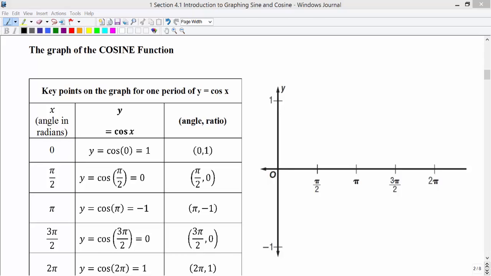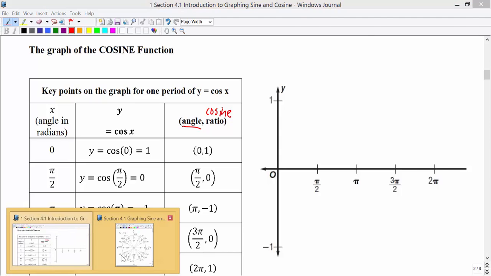The graph of the cosine function is very similar to the graph of the sine function. Once again, we will be putting in to the function angle measures in radians, and we will take the cosine value of those angles, and then the output will be the cosine value at those angles. So here we have our x values, these are angles measured in radians, and then out comes the cosine value, or the cosine ratio, at those angles.